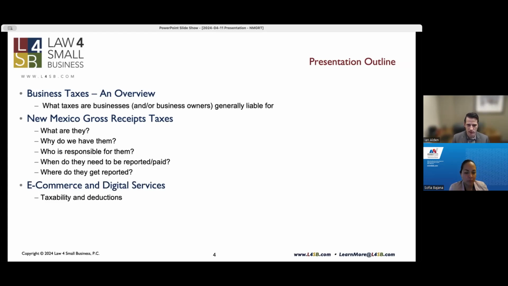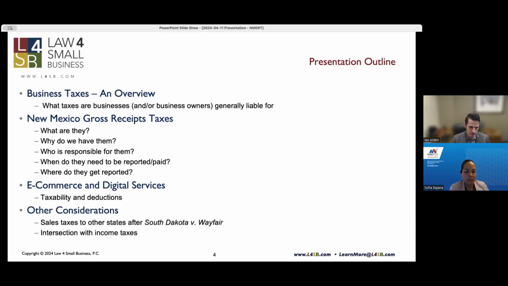Then we're going to turn our attention to e-commerce and digital service businesses, because this is a workshop about how gross receipts tax impacts doing business on the internet. And so we're going to talk about really the two different types of internet businesses that we deal with commonly, which is either e-commerce, that's selling goods, or digital services. A lot of my clients are, for example, consultants based in New Mexico who consult nationally. And so we'll talk about digital services as well.